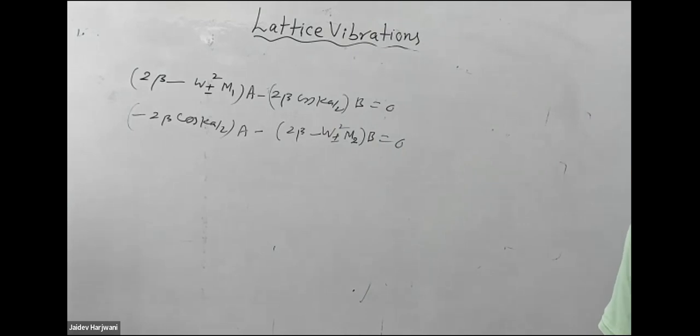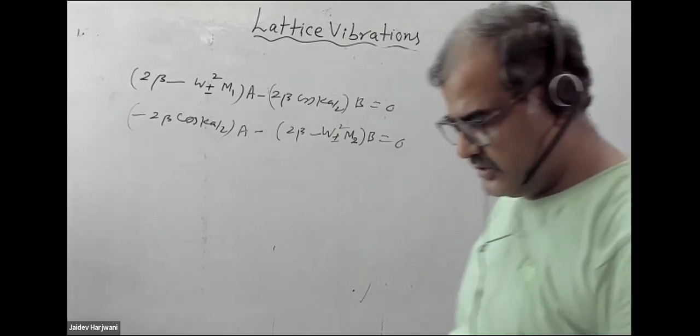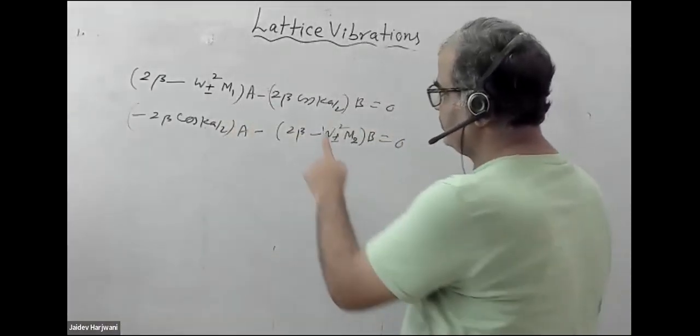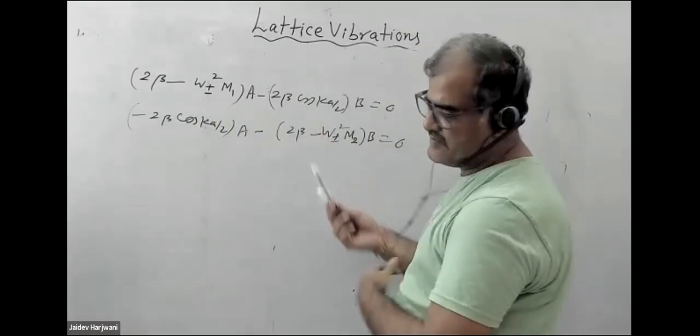Can you check and tell me? Yesterday we wrote these two equations. Yes, sir. Yes, sir. Okay. So these are the equations. Because this omega square is plus minus, I'm writing plus minus.